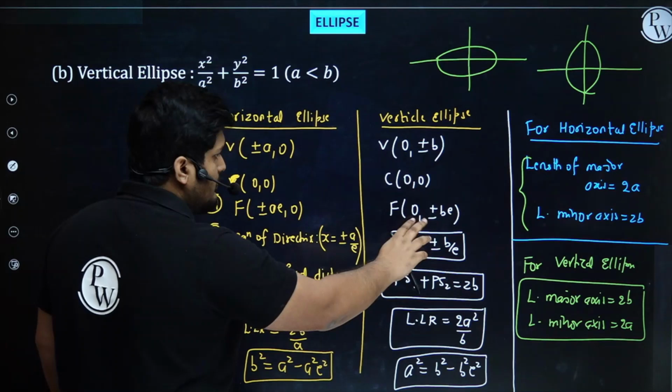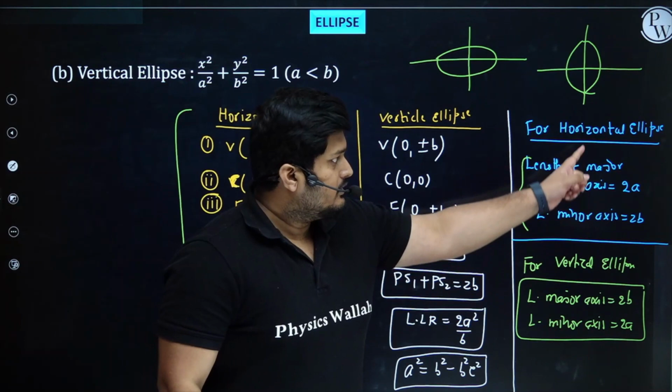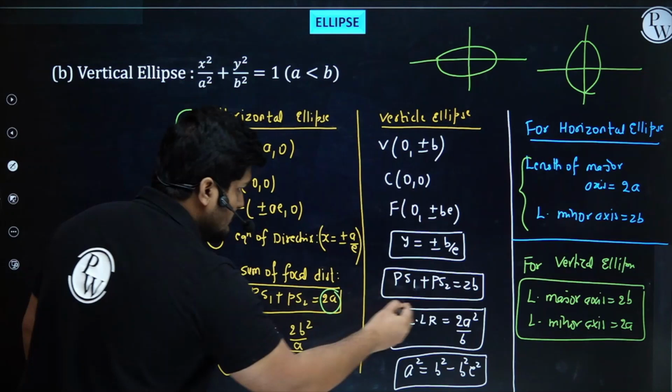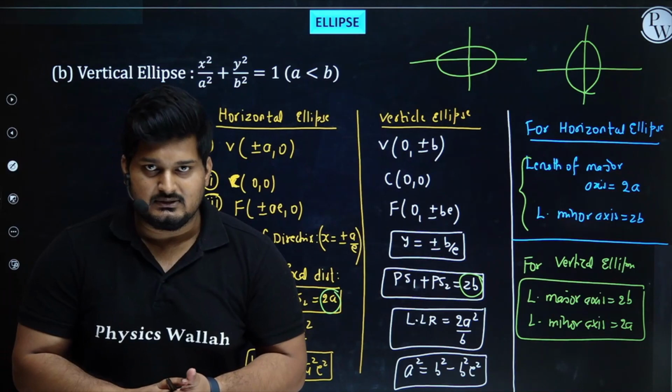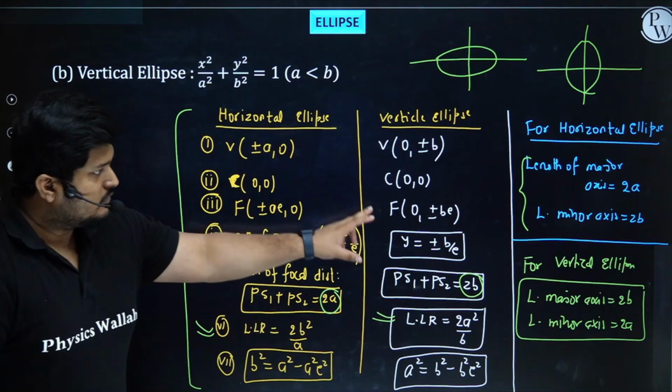Because in the case of a vertical ellipse, the major axis length becomes 2b and the minor axis length becomes 2a. Or the opposite, in a horizontal ellipse, the major axis will be 2a and the minor axis will be 2b. That is how these results also change. The sum of focal distances is always equal to the length of the major axis. So this is a small comparison. You should remember all the results, especially for the length of latus rectum, the type of result which many students get confused about. So remember this comparison. And now let's move forward, guys.